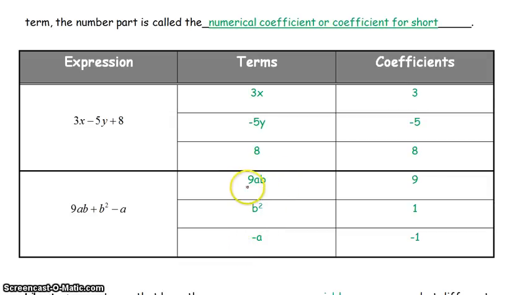Our coefficient of this first term, 9ab, is the 9. For b squared, even though it's not shown, the number multiplied to b is 1, and that is your coefficient. And finally, negative a. It's assumed to be a 1 in front of the a, just like the b squared, but since it has a negative sign in front of it, the coefficient is negative 1.